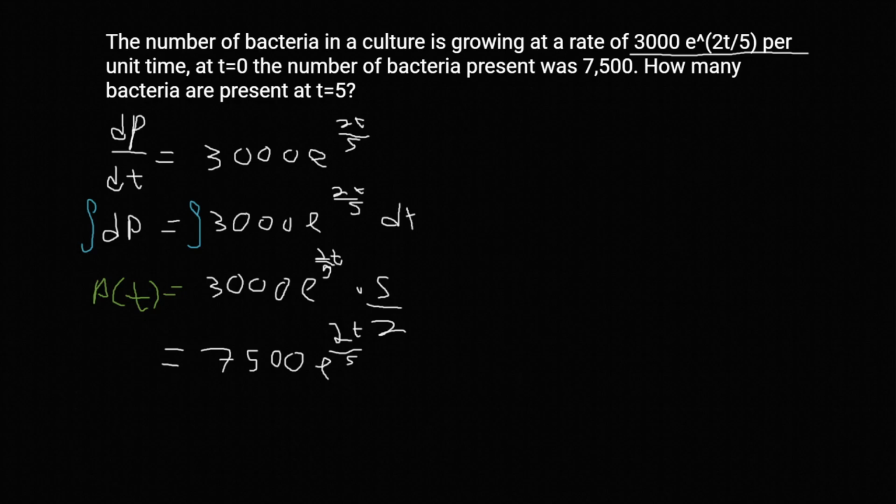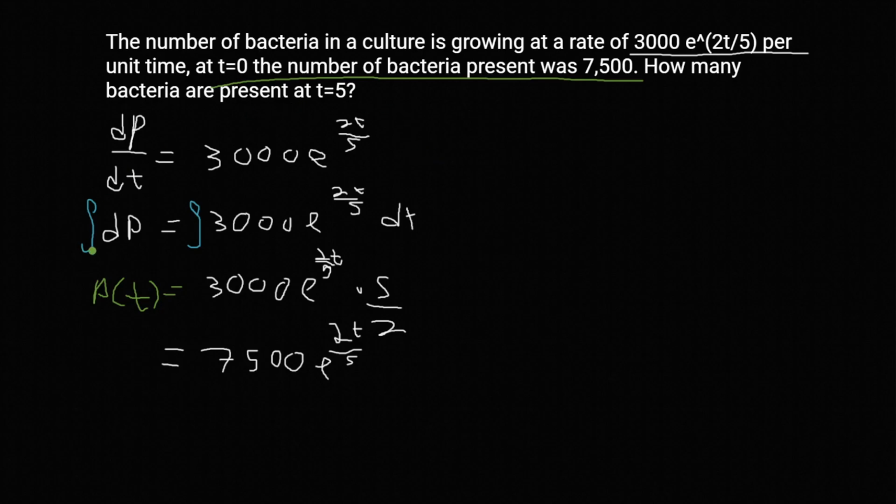Here we could verify that with this, if we substituted in t equals 0, we would have p of 0, which is just this part right here would be e to the 0, which is just 7500. So we got this part right. We basically confirmed that this proves that this is true.